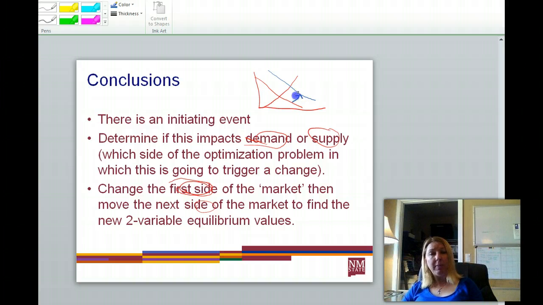So then we would move the demand curve, and that's that second step. We first determined what changed, and we say demand changed, and so then we change demand, and we move out to our new demand curve. And then we look at what we need to do to bring the market into equilibrium again, because we're going to move from one equilibrium point to another equilibrium point.